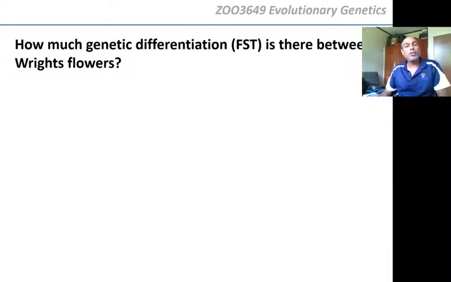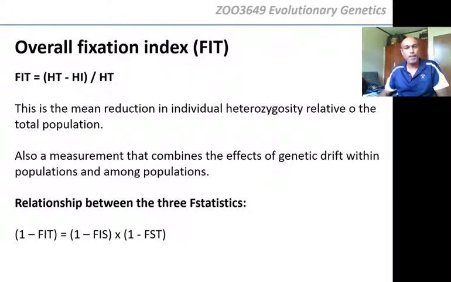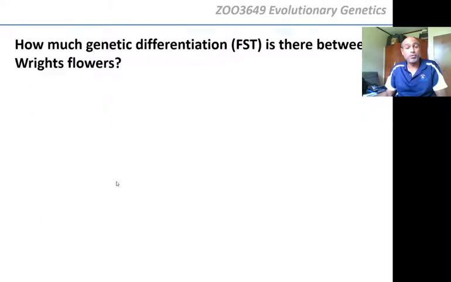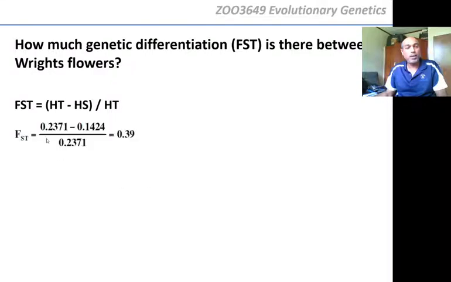Now, how much differentiation? Let's take Wright's F statistics, and we want to know, what is the FST? In other words, how much genetic differentiation is there among Wright's flowers, subpopulations of Wright's flowers? So you know the formula for FST, and I'm going to put in these values. What are these values, you're saying, Prof? Let's go back to Wright's table. Remember, FST is HT, the total heterozygosity, minus the subpopulation heterozygosity, divided by the total. So let's go and figure out what those things were. Remember?